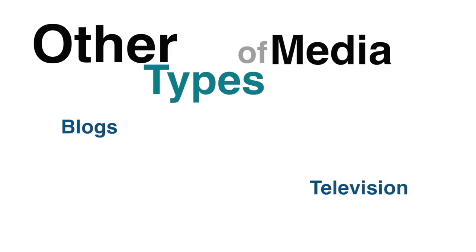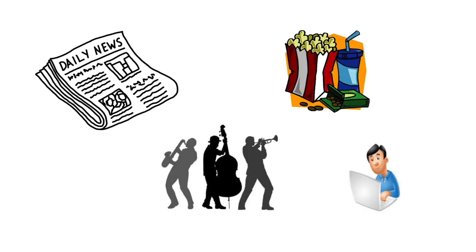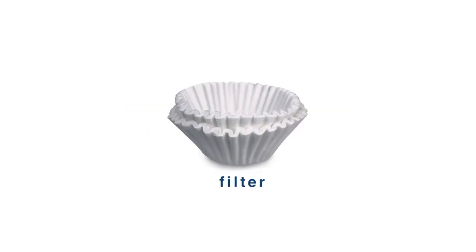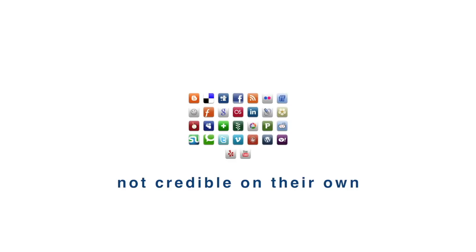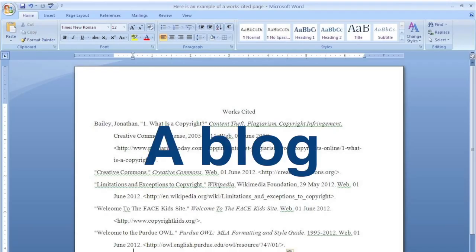Okay, some other types of media. Blogs, television, news, magazines, journals, all that jazz. They're usually geared toward entertainment. And therefore, they post opinion-based information, not just fact-based information. So you have to filter through and find out what's fact-based and what's opinion-based. For this reason, these resources on their own are not considered credible. You can't just cite a blog and be like, well, the blog said it, so it must be true.